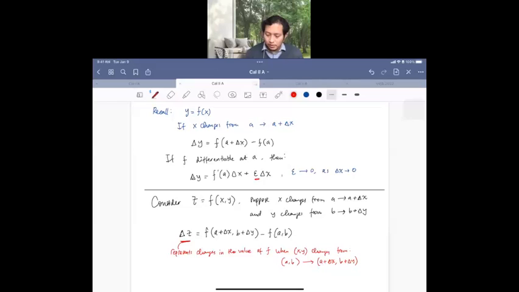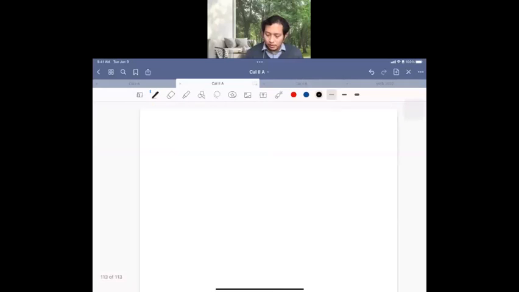So as in analogy from calculus 1, where we have the delta y, the delta y depends on x. Now we are saying that z depends on x and also y at the same time. So we can define the differentiability of z, or a function of two variables. Now you can write the definition.